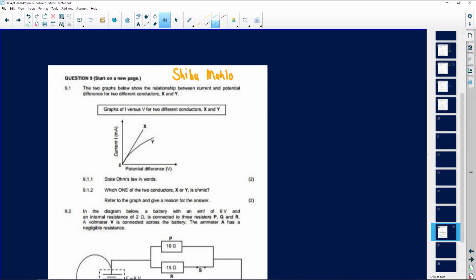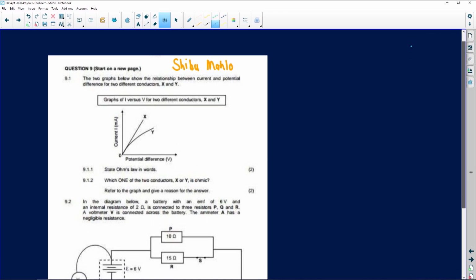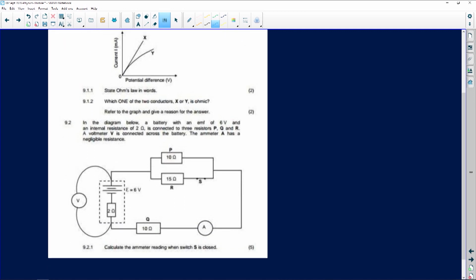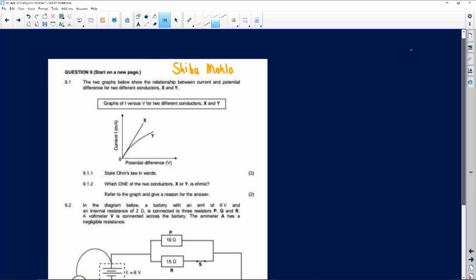So here we've got a question from Shibu Mohlalo. Let's see what this question is about. We are also talking about electric circuits. You can see we also have something in parallel and all that stuff. Okay, let's take this one step at a time.